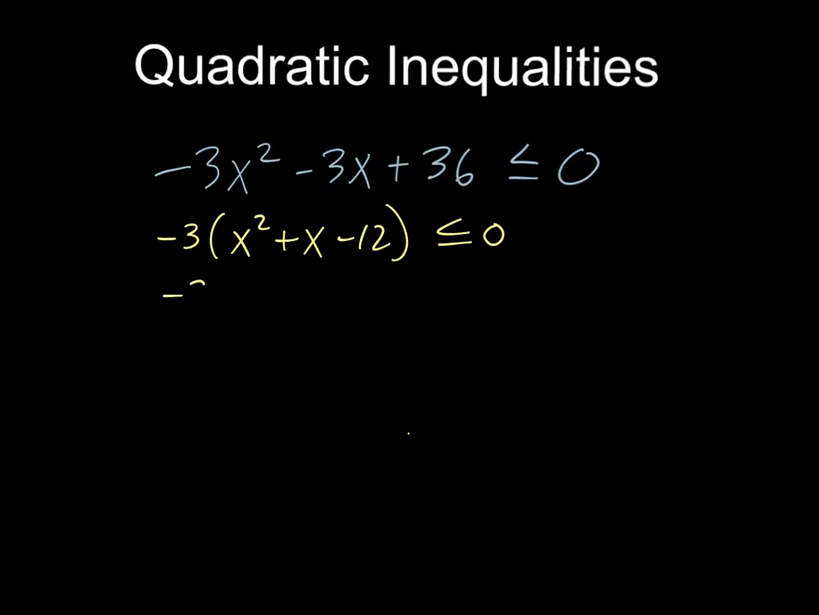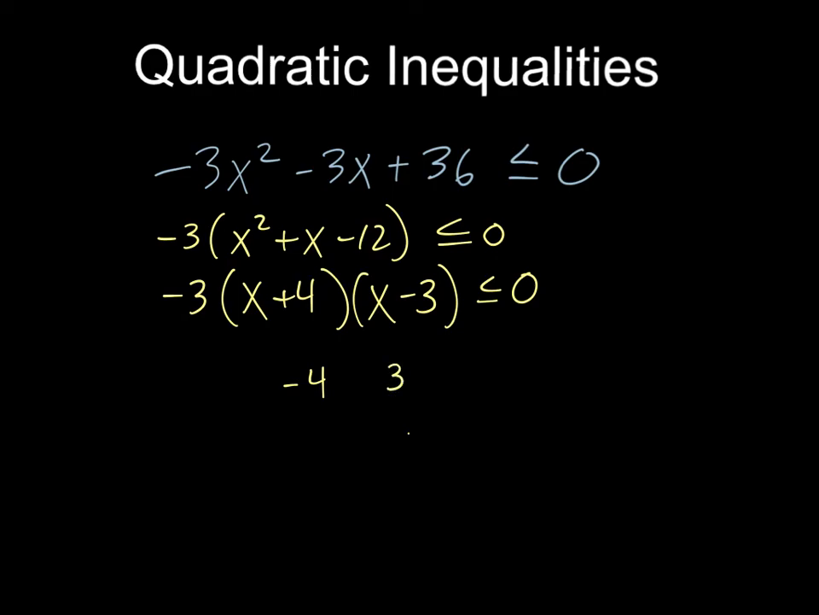So I still want to find the zeros, so let me continue factoring. x and x, two factors of negative 12 that add up to positive 1 are plus 4 and minus 3. 4 times negative 3 is negative 12. 4 plus negative 3 is 1. That means this thing has zeros at negative 4 and positive 3. These are the points where the parabola crosses the axis. So these are going to be the endpoints of my intervals where this thing is true.